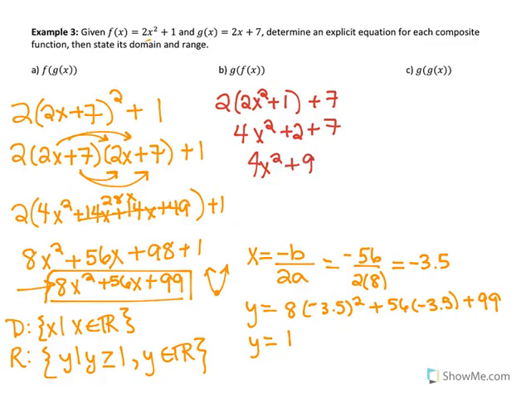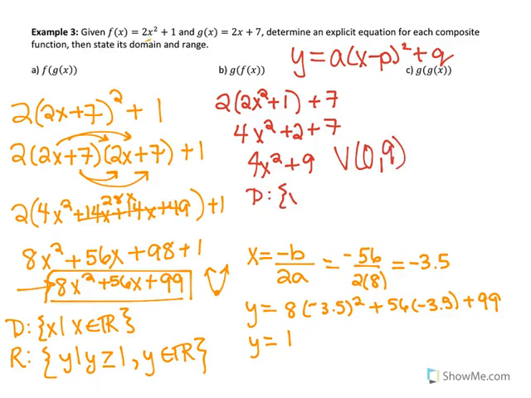And we should be able to see what the vertex of this is because it's in vertex form, a(x minus p) squared plus q. My vertex is at 0 and 9. So my domain is going to be element of the real numbers because it's a parabola, and because it opens up, it's going to be y such that y is greater than or equal to 9.